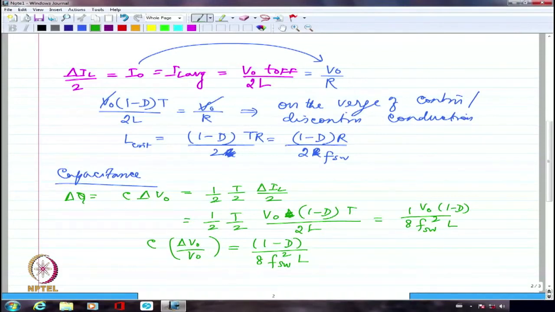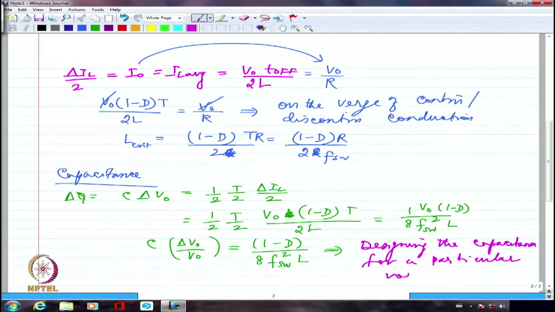If I am given this is the voltage ripple that is allowed, then I should be able to definitely calculate this. Right? So this gives me a way for designing the capacitance for a particular voltage ripple. Of course, given switching frequency and inductance values, and of course the operating condition, because duty ratio also I have taken into consideration. So the operating condition is given already. You operate it at this particular duty ratio. That is also given. Right? So is this clear? Okay?